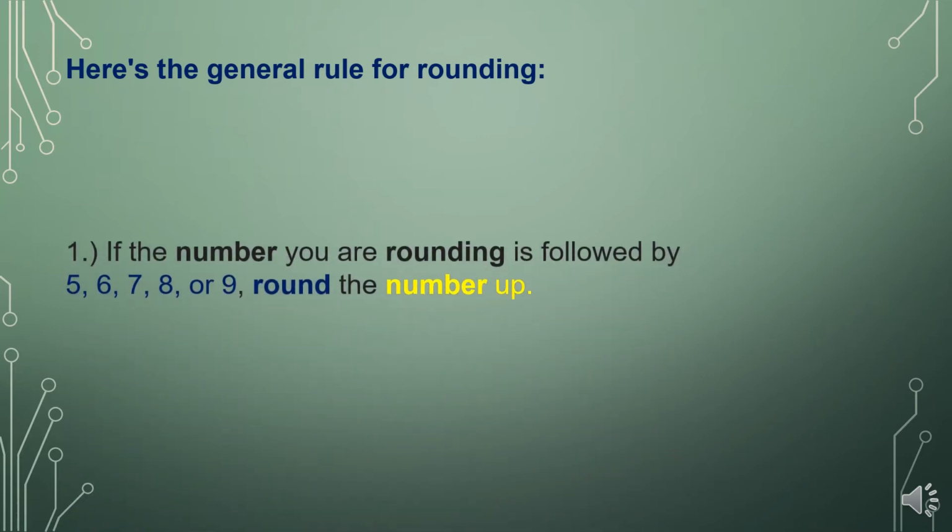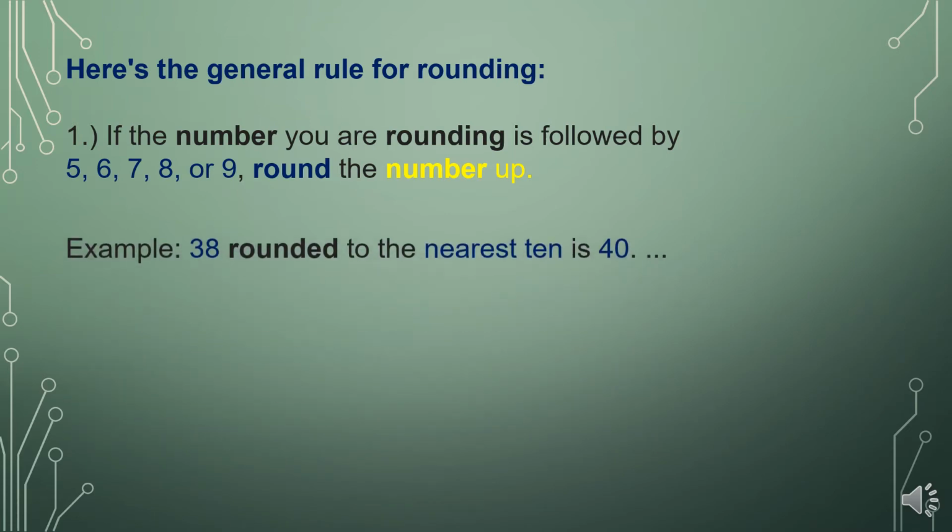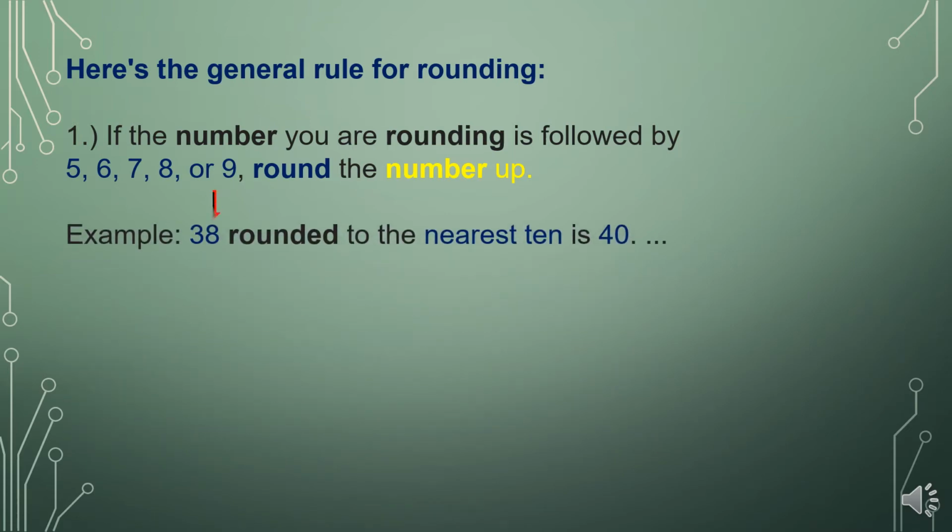Number 1. If the number you are rounding is followed by 5, 6, 7, 8, or 9, round the number up. For example, 38 rounded to the nearest 10 is 40. 38, which ends with 8, rounded to the nearest 10 is 40 because the rule says that if your number is followed by 5, 6, 7, 8, or 9, it will round the number up.